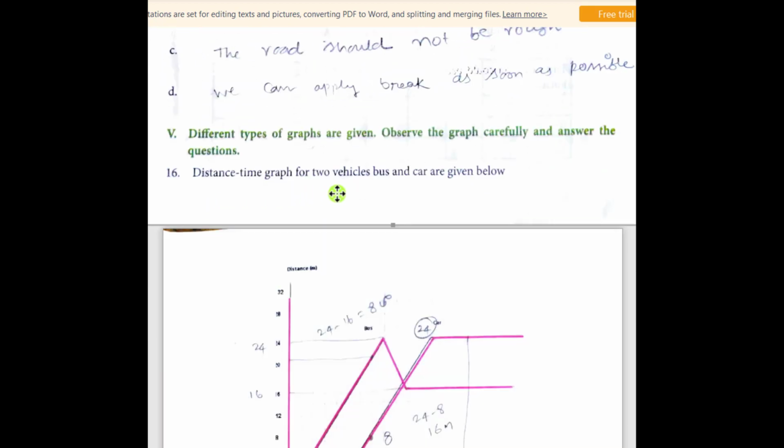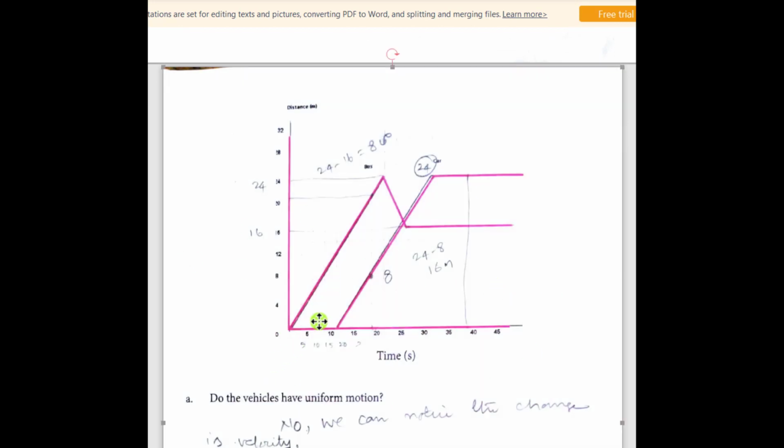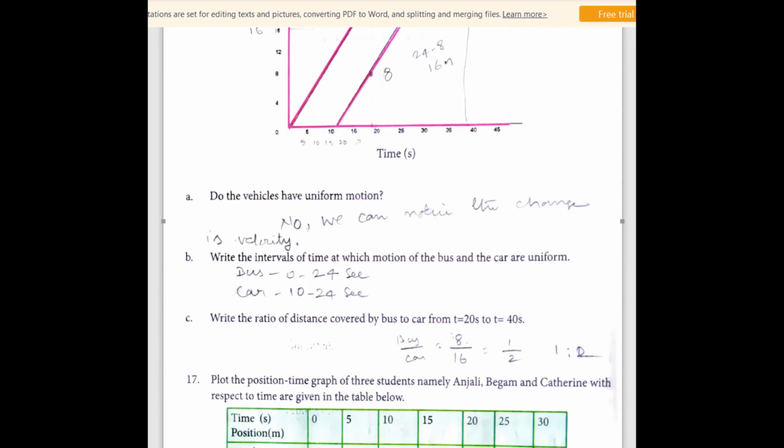Distance, time graph for two vehicles, bus and car, are given below. Here it is the graph. Then you have to analyze this graph. One curve shows it is related to bus and the another curve shows it is related to the car. Okay, this one is for bus and this one is for car. Let us try to answer the questions given below.